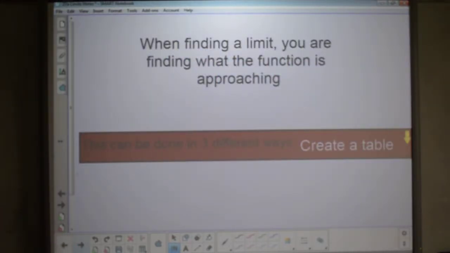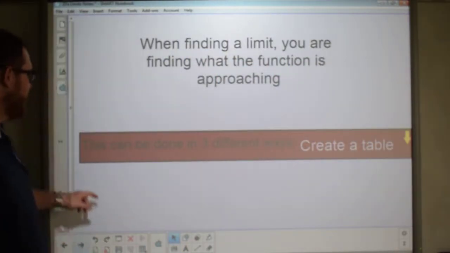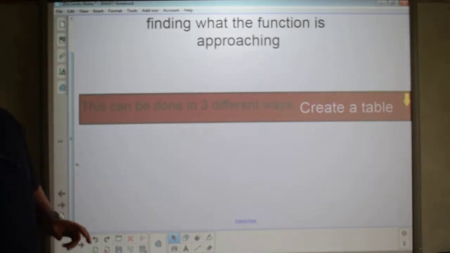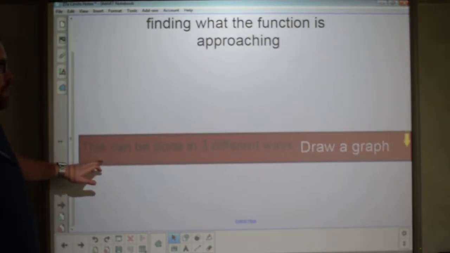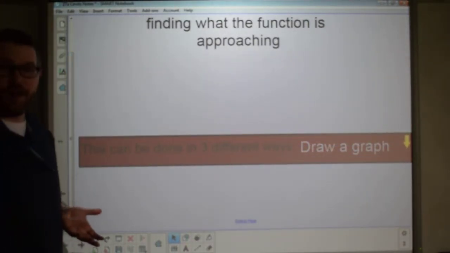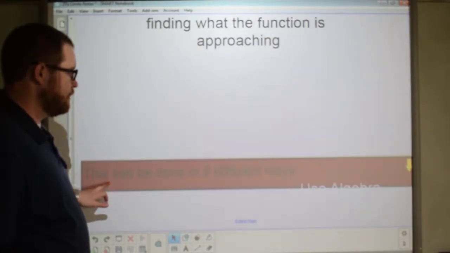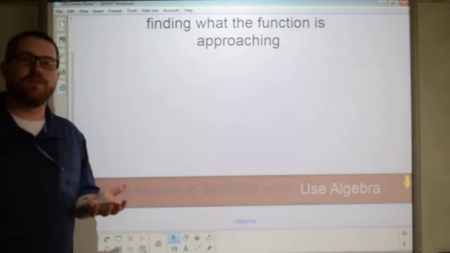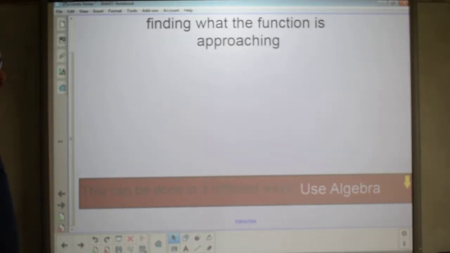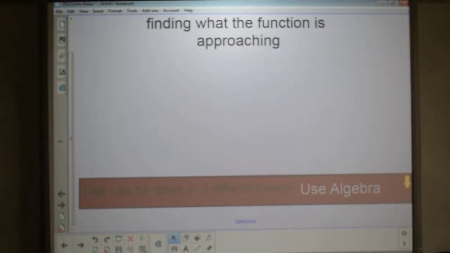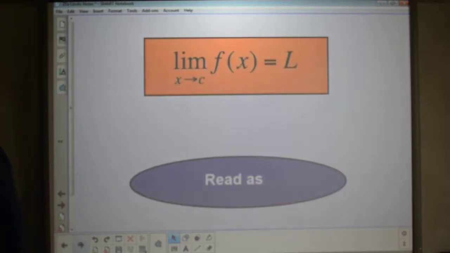So, there's three ways we can make a limit. You can create a table, which we're going to use our calculator to do. You can draw a graph, or sometimes the graph is given to you. Or you can use algebra. This is the most common type of problem we're going to see. Using algebra will be sometimes difficult, and you'll see more of that when you get into calculus. But for now, let's just do some basic ones.